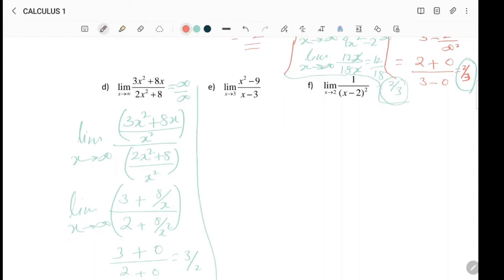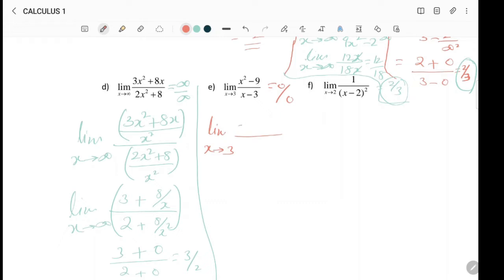Okay, we got that. Now here if we put 3, then 3 squared is 9. 9 minus 9 is 0, and 3 minus 3 is 0. So we got 0 over 0. Okay, so what did I tell you? If we got 0 over 0 or infinity over infinity, right, then we should go for first simplification. So I would try to simplify that.